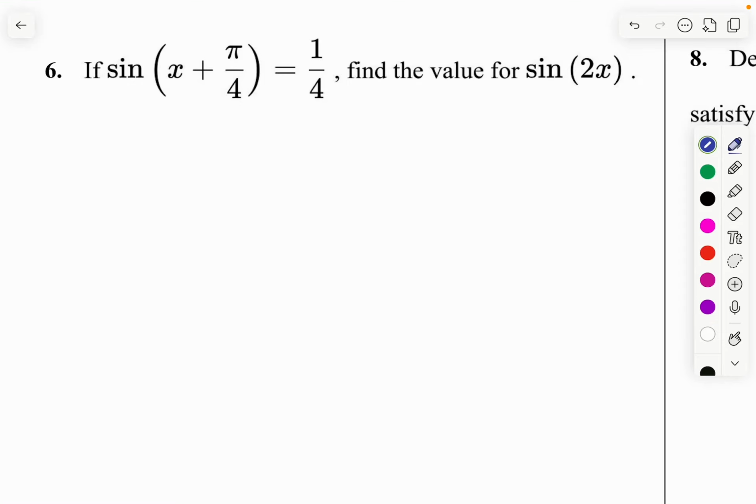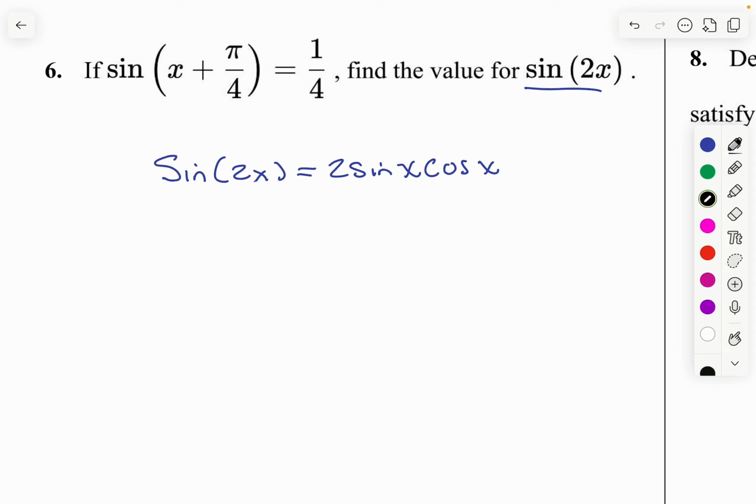Okay, this says if sine of x plus pi over 4 equals 1/4, find the value of sine of 2x. Okay, so I know that sine of 2x has an identity, and almost always you'll use this identity if this is a type of problem you have. So I'm just going to write this is true.